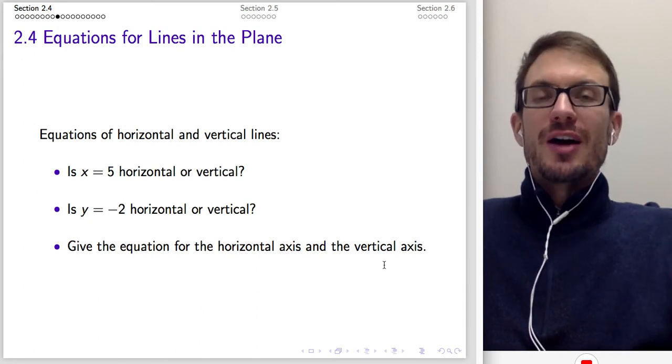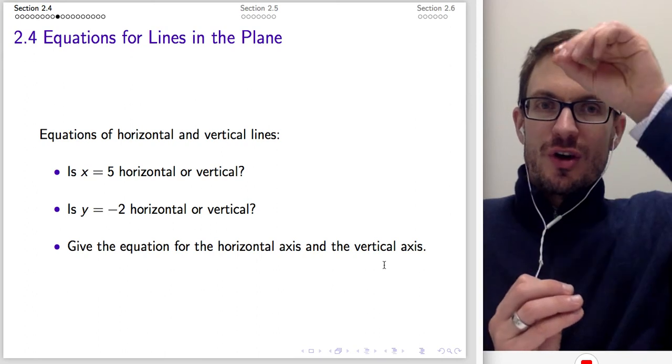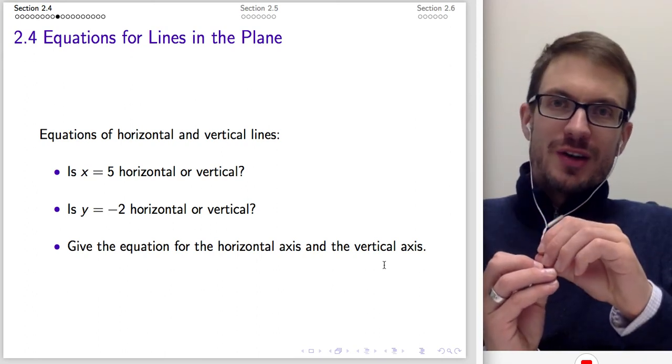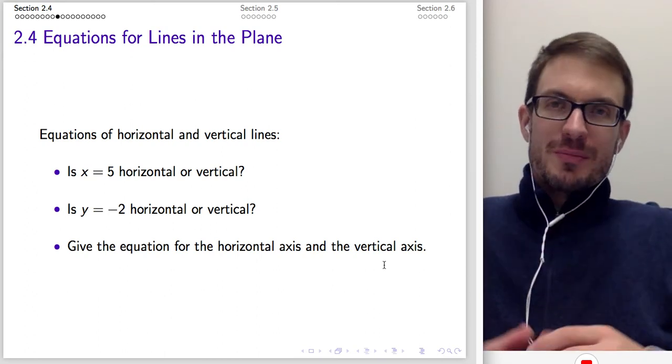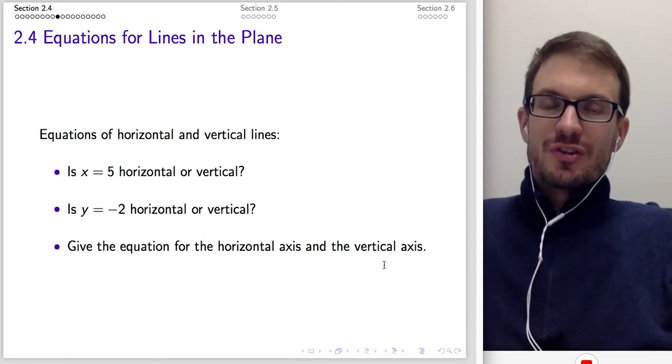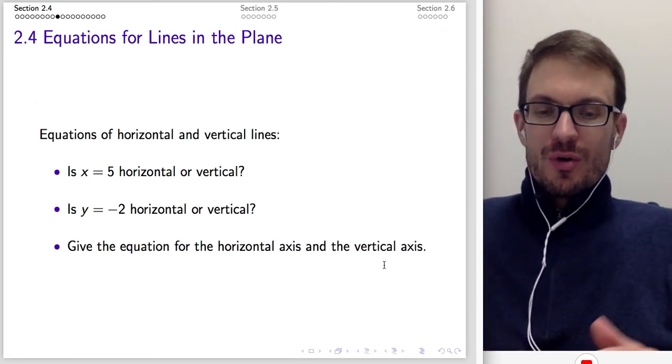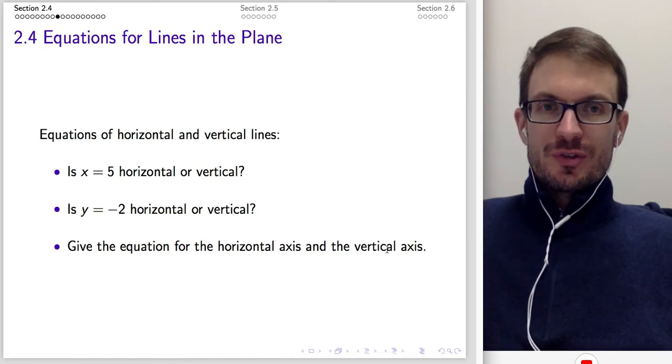And similar logic for the vertical axis tells us this is collecting all of our y-intercepts, all of which have 0 for the x-coordinate and then some y for the y-coordinate. So this is the line x equals 0.